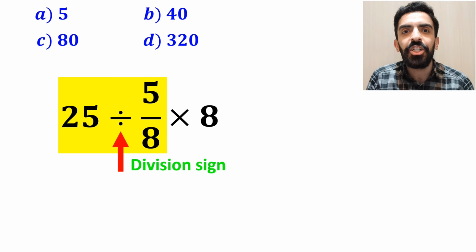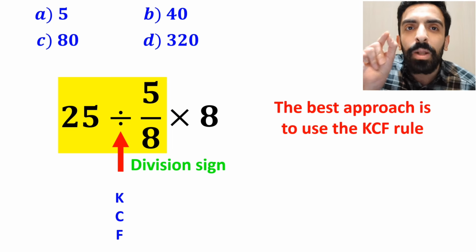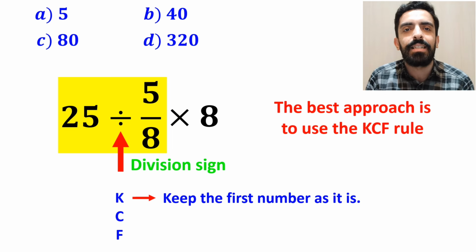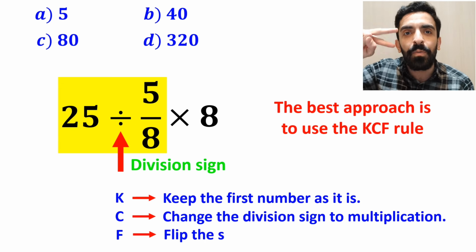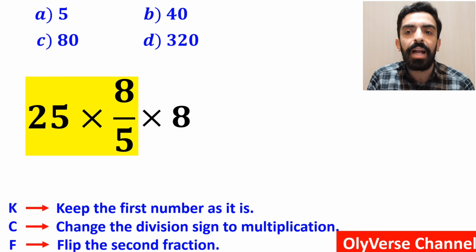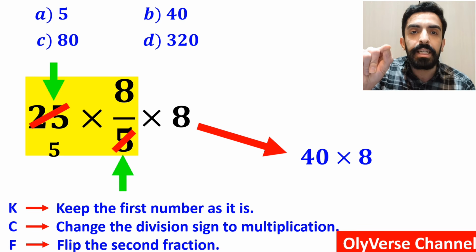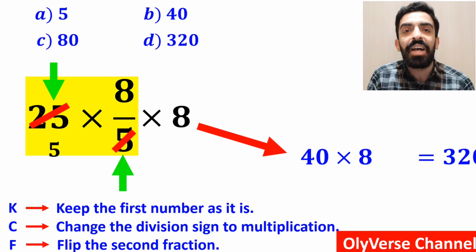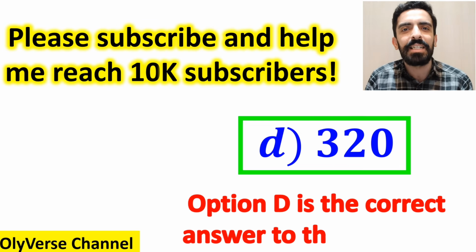Okay, whenever we see a division sign between two terms, the best approach is to use the KCF rule. In this rule, K stands for keep the first number as it is, C stands for change the division sign to multiplication, and F stands for flip the second fraction. So, we remove the highlighted part and replace it with 25 multiplied by 8 over 5. Alright, as you can see on the screen, the number 25 simplifies with the 5 in the denominator, and instead of this expression, we can write 5 multiplied by 8... which finally gives us the answer 320. That's great. Option D is the correct answer to this question.